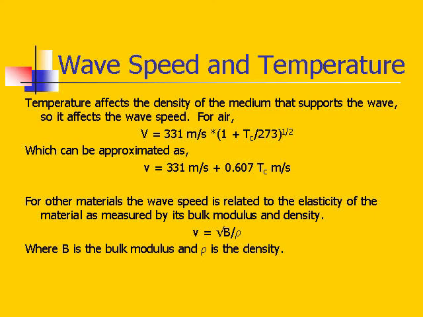Other materials that are characterized by density and bulk modulus, the wave speed is affected by these two properties. Imagine waves traveling through solids, even water. The bulk modulus is a measure of the medium's compressibility. Of course, the density is a measure of the medium's mass per unit volume.